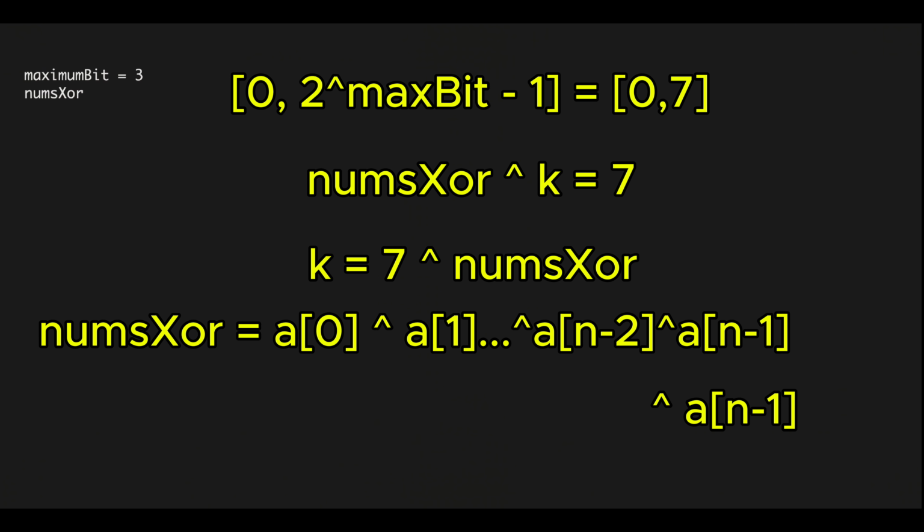Similarly, for the second query, we will remove the second last element as well. So now we will XOR the num XOR with the second last element. So that's how we will continue. And finally, when we are done with all the queries, we will return our answer. Now let's jump into the code part.